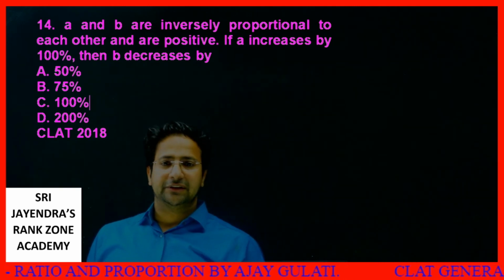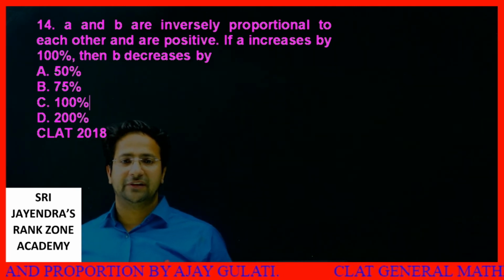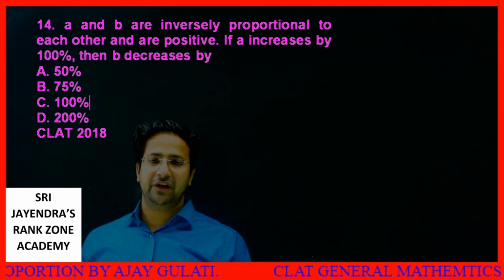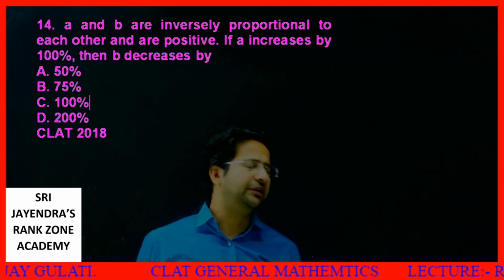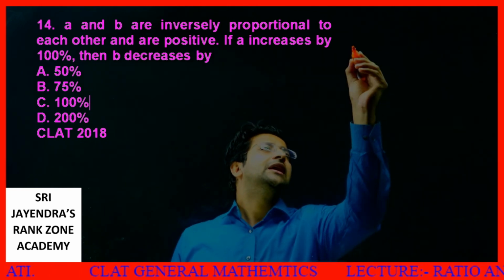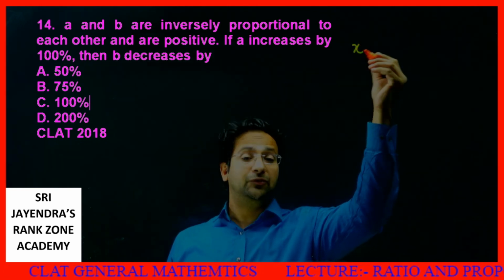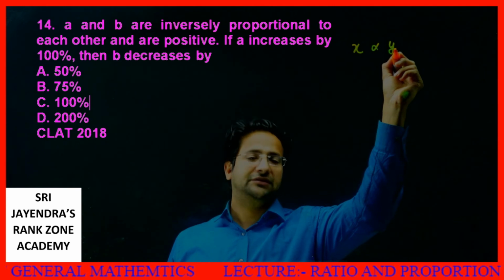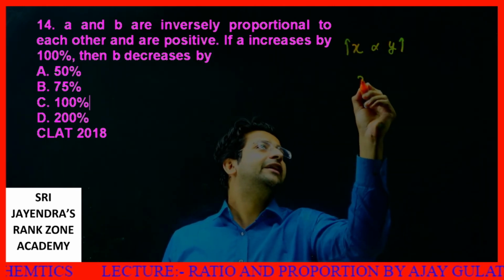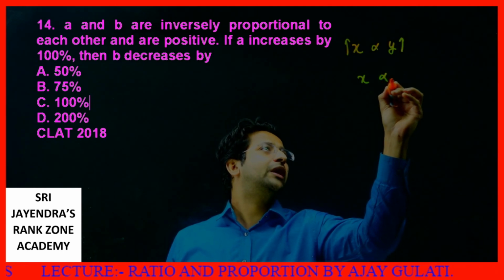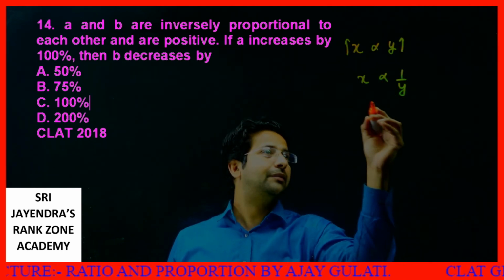The next question is: A and B are inversely proportional to each other. A and B are positive. If A increases by 100%, then B decreases by what percent? Students, what does inversely proportional mean? When we say that X is proportional to Y, we write it like this. It means if X increases, then Y also increases. When we write X is inversely proportional to Y, we write it like this: X is proportional to 1 by Y.